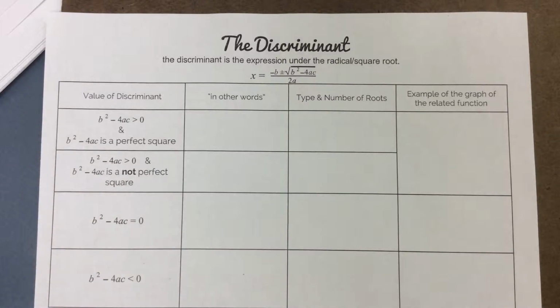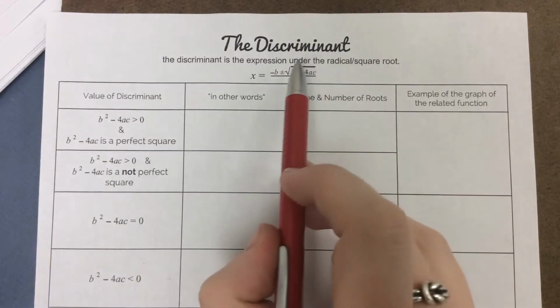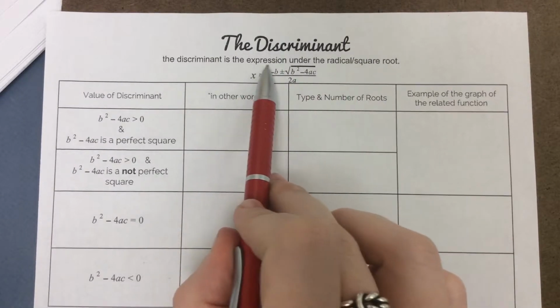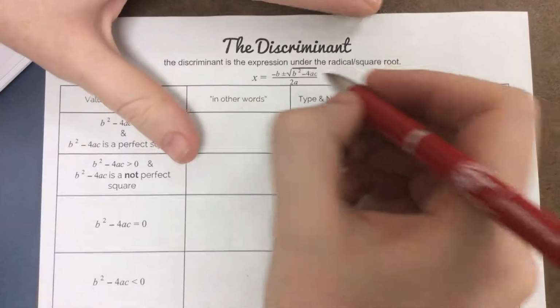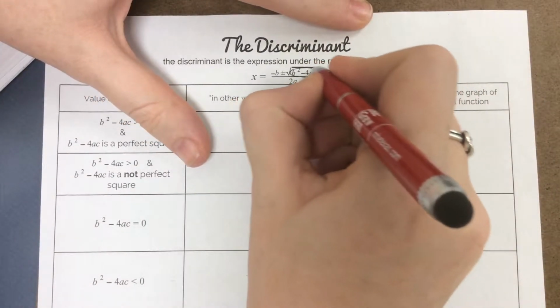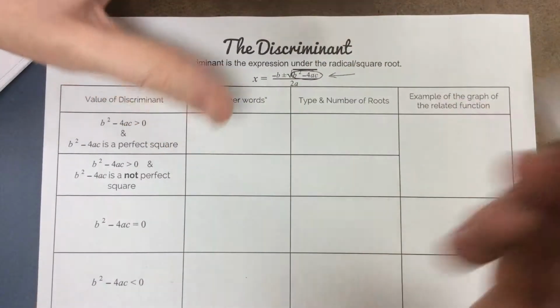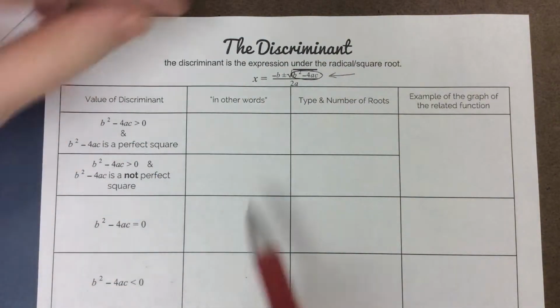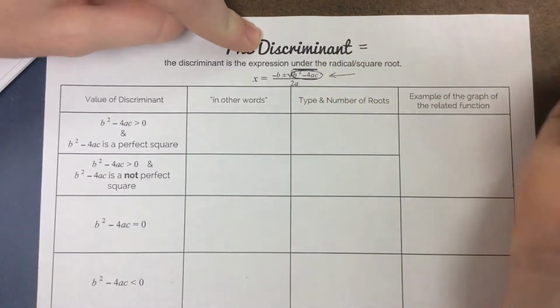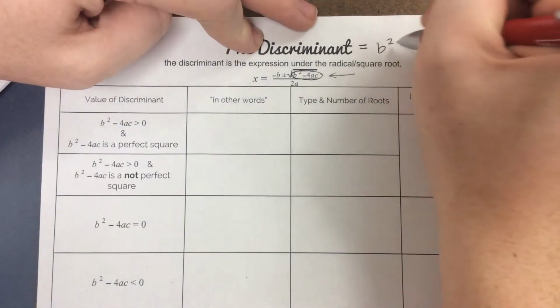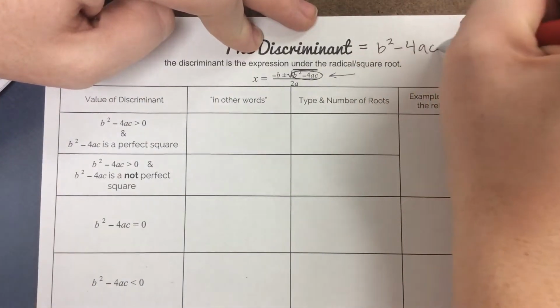Okay, I'm going to go over the discriminant. The discriminant is the expression under the radical or the square root, which means when you hear the discriminant, it's talking about the expression underneath the square root. So that's our b squared minus 4 times a times c. So you can write the discriminant equals b squared minus 4 times a times c.